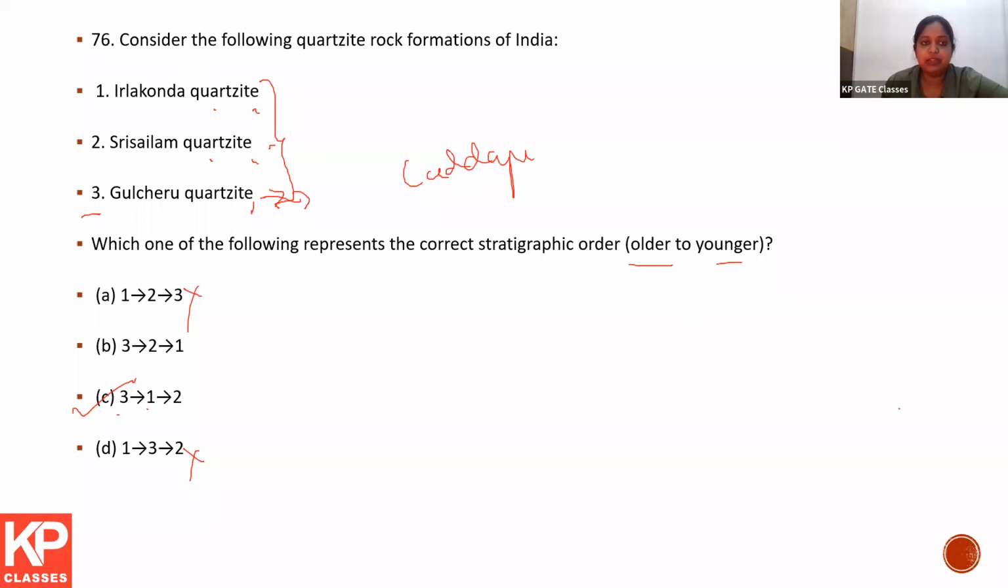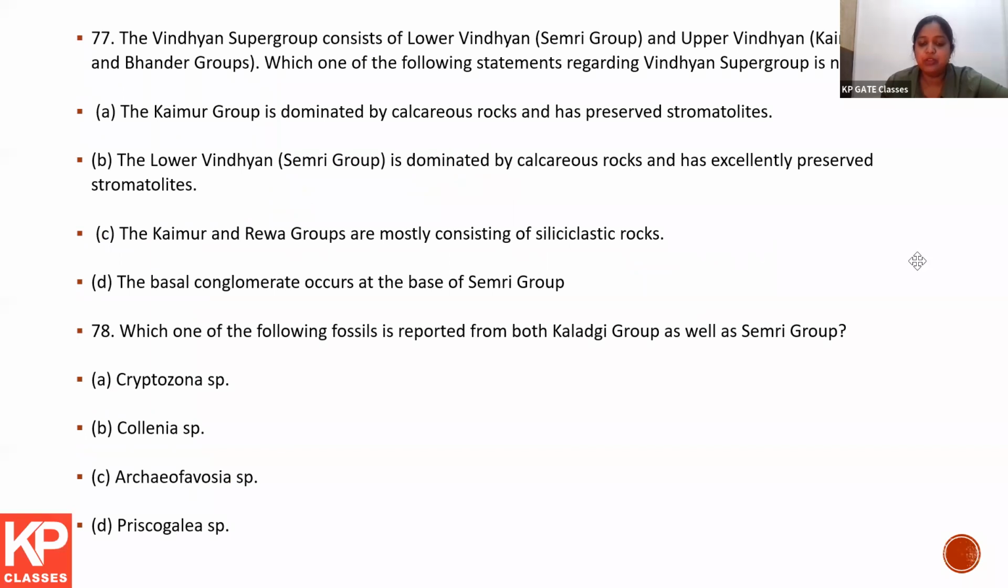Now the next one. The Vindhyan supergroup consists of the lower Vindhyan Semri group and the upper Vindhyan Kaimur, Rewa and Bhander groups. Which one of the following statements regarding the Vindhyan supergroup is not correct? Kaimur group is dominated by calcareous rocks, has preserved stromatolite. No. First of all, that's a wrong statement. Kaimur group mainly consists of sandstone rocks, not calcareous rock.